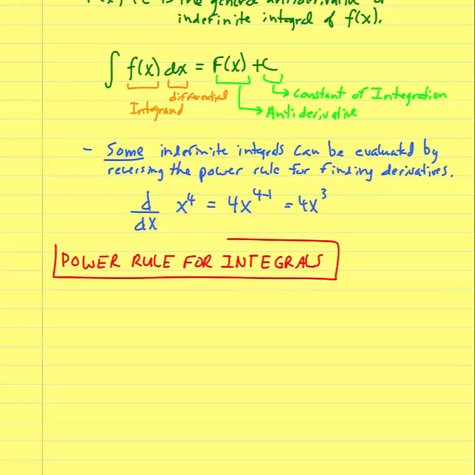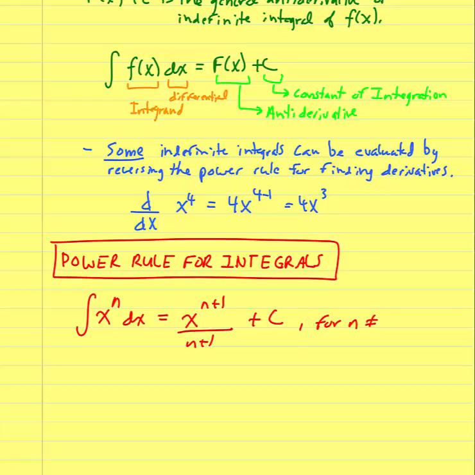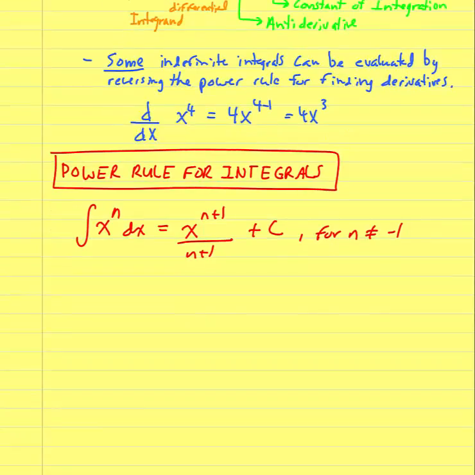So, power rule for integrals, big idea. If I integrate a variable to an exponent with respect to x, what I do is I add 1 to the exponent and divide by the sum. So add 1, divide by the sum, plus my constant of integration. Now this only works for n not equal to -1. That's the only time that this will work, if n does not equal -1.